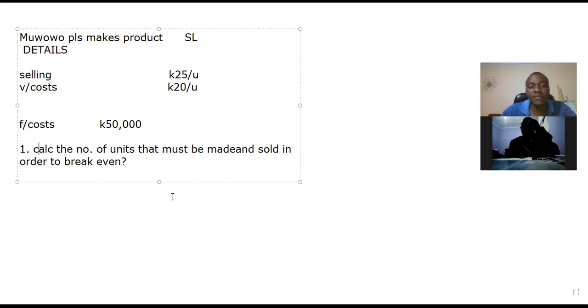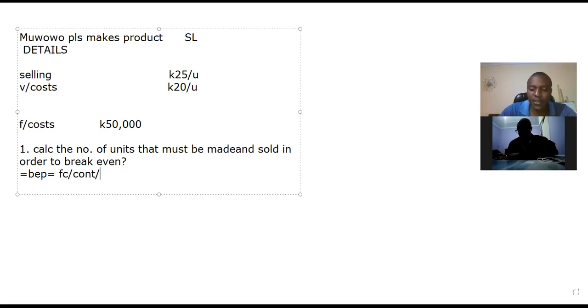Solution, we do the following. On the answer here, guys, break even as a formula. The break even point is going to be equal to fixed costs over contribution per unit. How much are our fixed costs, guys, in this question? Our fixed costs are 50,000. Then we divide by contribution per unit.